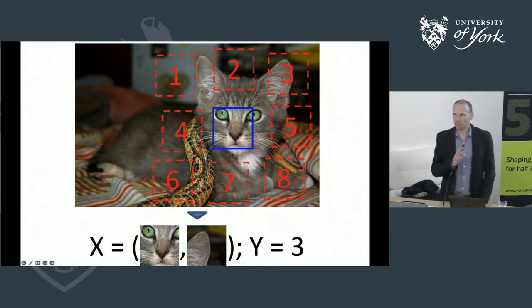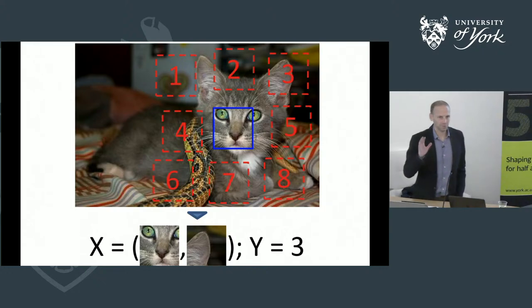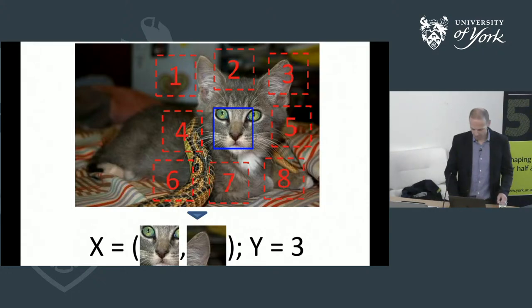So to do this, you don't need labels, you just need images. I can go online and get a billion images really easily from Google or something, and I can train this system to do this task.